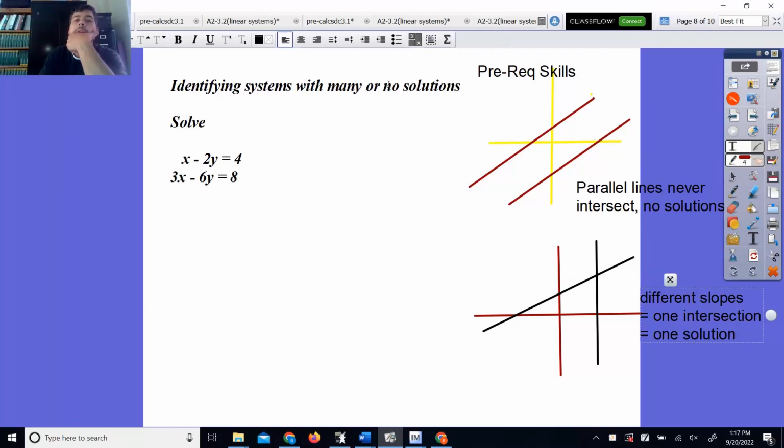So this talks about no solutions as parallel lines. Different slopes is one solution. That's what we've been doing so far.